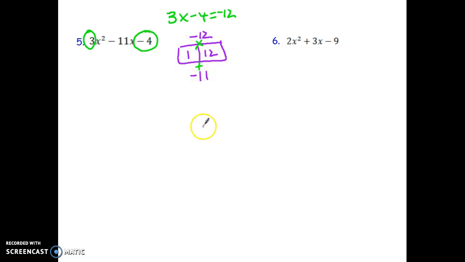Now I just need to play around with the minuses to get the minus on the right one. If I had a minus on the 1, minus 1 times 12 is minus 12, but minus 1 plus 12 would give me plus 11. I need a minus 11, so in fact that needs to be positive and the negative needs to go on the 12. Now let's just do exactly the same as what we've done for all of the other ones. I'm going to break my minus 11x up, so I have 3x squared plus 1x minus 12x minus 4.